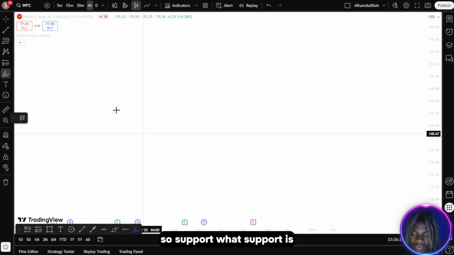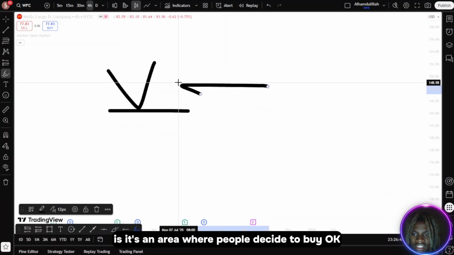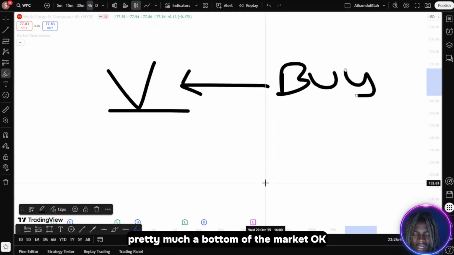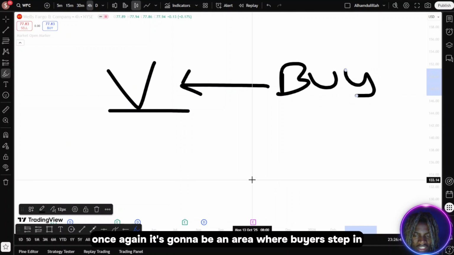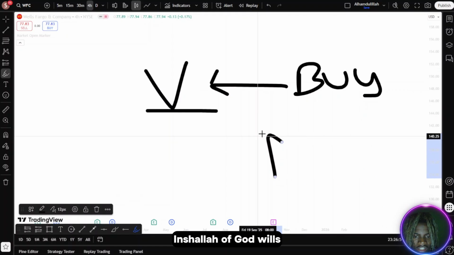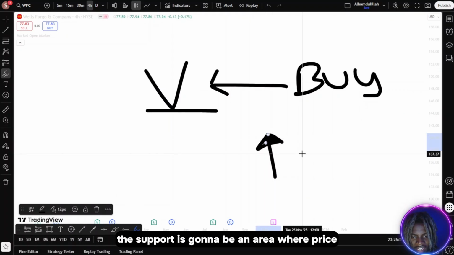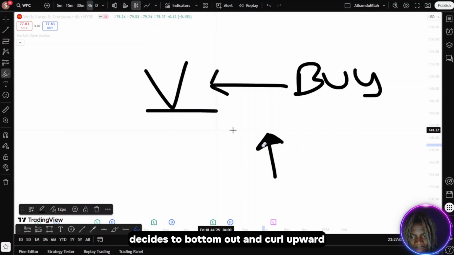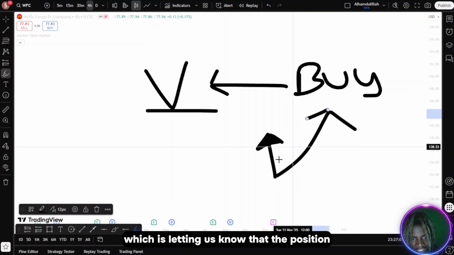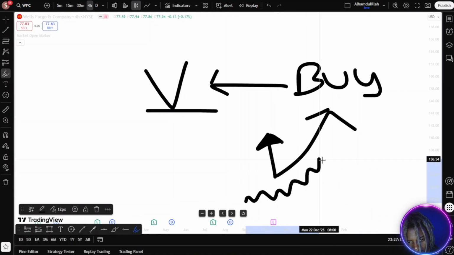Okay. So, support. What support is, it's an area where people decide to buy. Support is pretty much a bottom of the market. Once again, it's an area where buyers step in, where price, inshallah, if God wills, wants to increase in an upwards direction. The support is an area where price decides to bottom out and curl upward, signaling that buying is happening, which is letting us know that the position wants to go in an upwards direction.